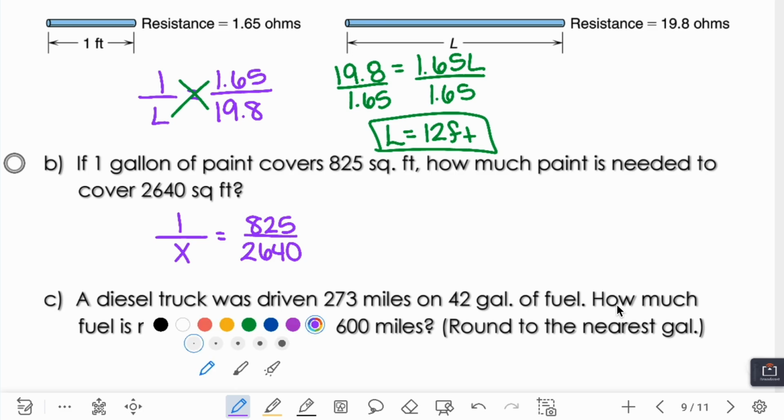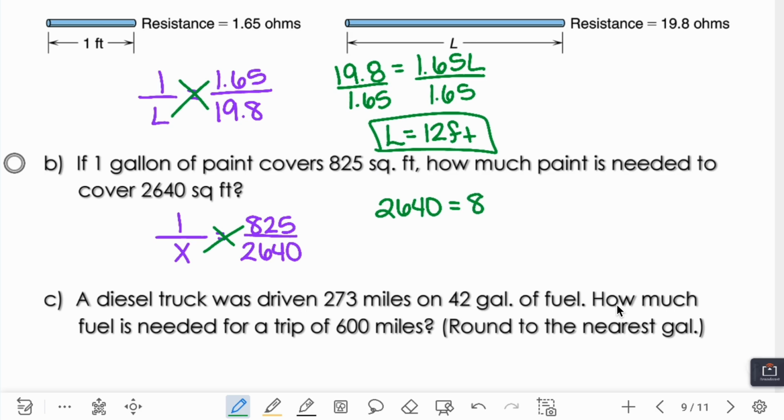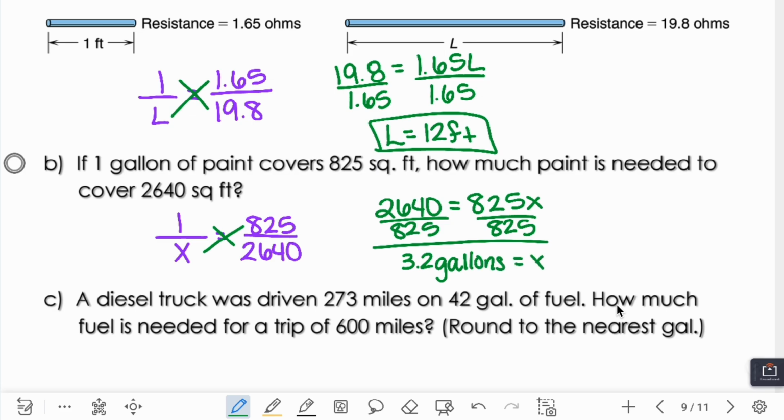Now as I start solving, remember once again, cross products are equal. So 1 times 2,640 is 2,640. x times 825 is 825x. Now we want to get x by itself, so we divide by that coefficient of 825. And that's going to give us about 3.2, and we were talking gallons of paint, so 3.2 gallons for x.